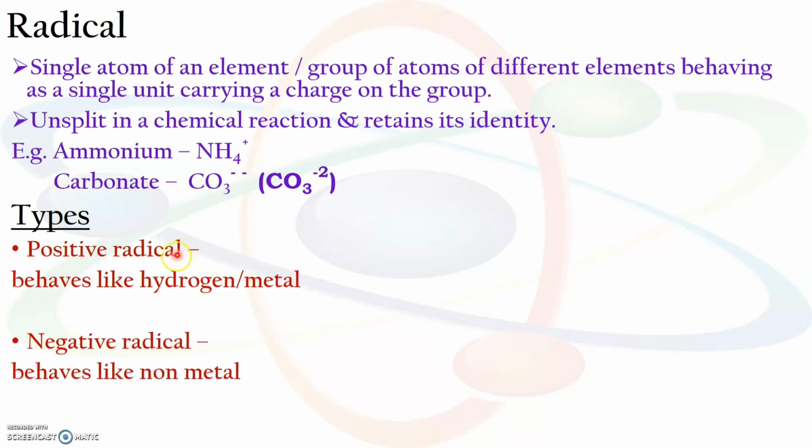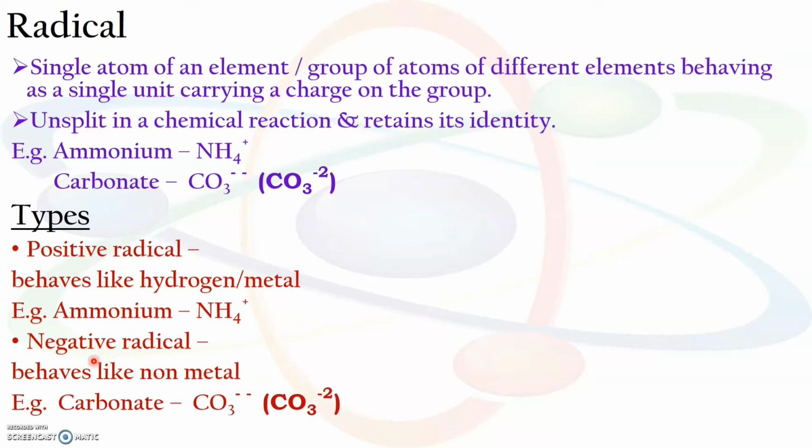As we have seen, an example of a positive radical is ammonium radical with the formula NH4+. As you see here, there is a plus sign here which indicates that it is a positive radical. Likewise, in case of a negative radical, an example is what we have seen, carbonate radical with the formula CO3-2. So it indicates a negative charge on the group, which means that it is a negative radical.